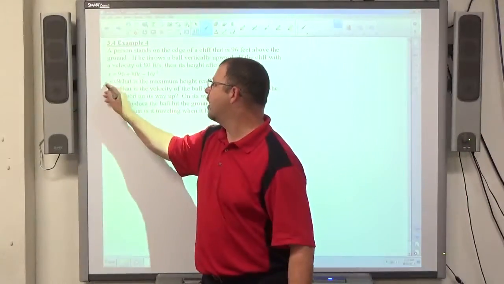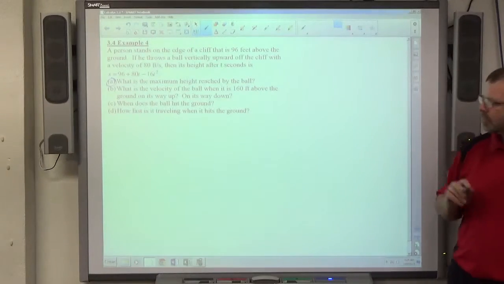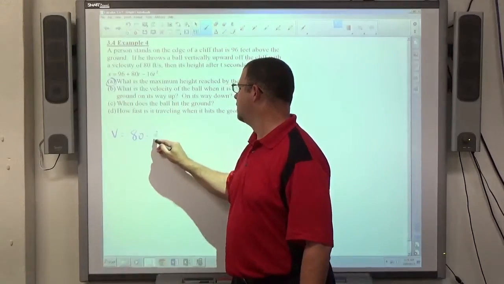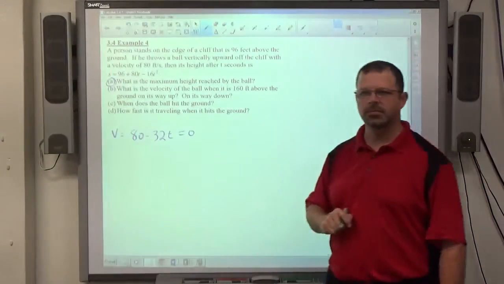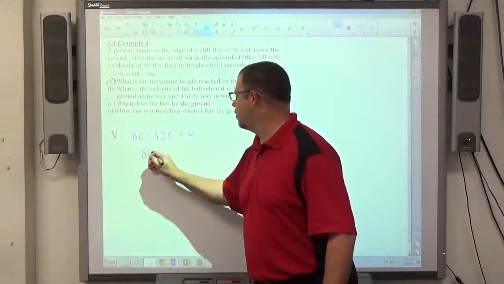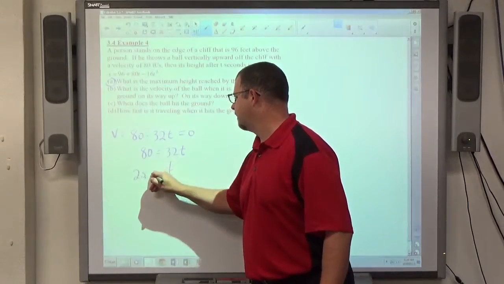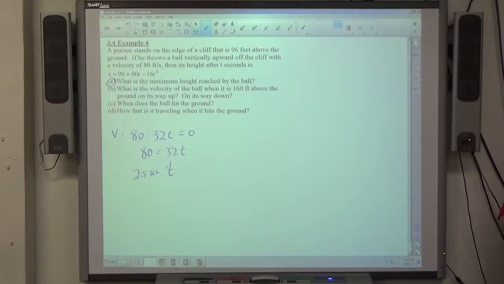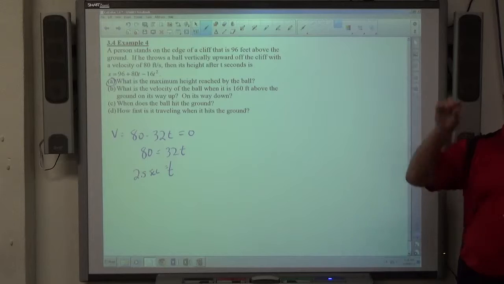Anytime they ask for a maximum height on anything, the basic idea of that is, when does it stop? That's what you need to know. So if I take my velocity function, which is going to be the derivative of this, which is going to be 80 minus 32t, I set the velocity equal to 0 because that's when the ball stops. I'm going to get 80 is equal to 32t. Divide both sides by 32, we get t is equal to 2.5 seconds. That's when it stops. So exactly 2.5 seconds after this person threw this ball upward with an initial speed of 80 feet per second, the ball stops.